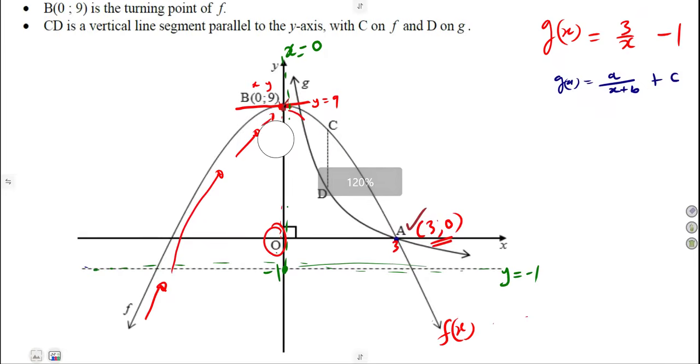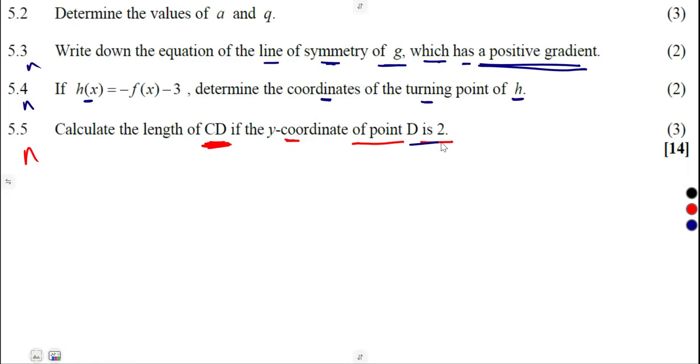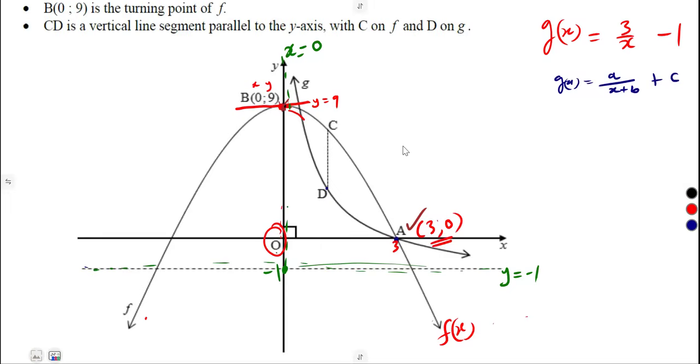Remember, D lies on what? D lies on G, on this function of G. So on D, they are saying the y coordinate, the y value is what? Is 2. So if the y value here is 2, take it straight like this. It simply means there is a 2 there. The y value is 2. We are told about the y value there.